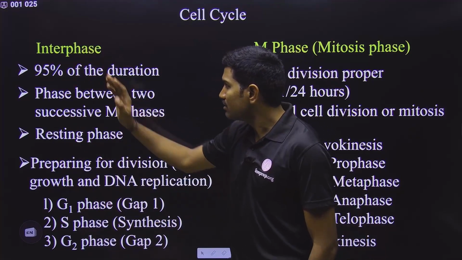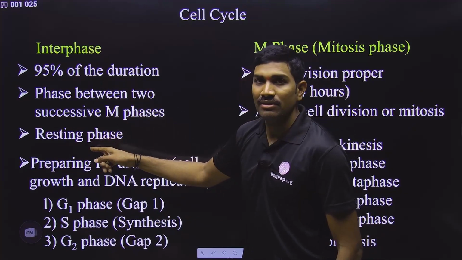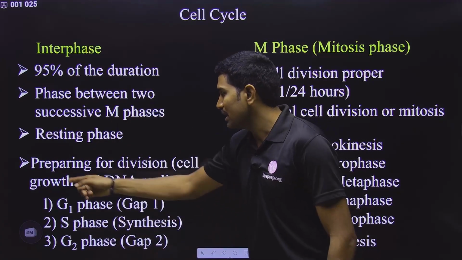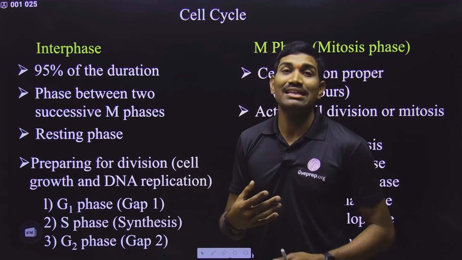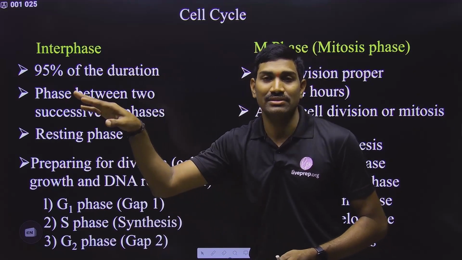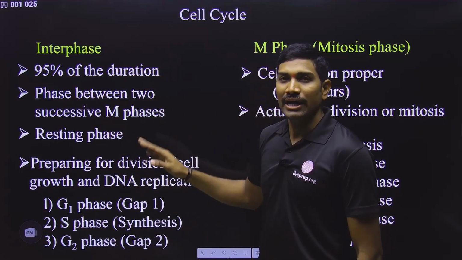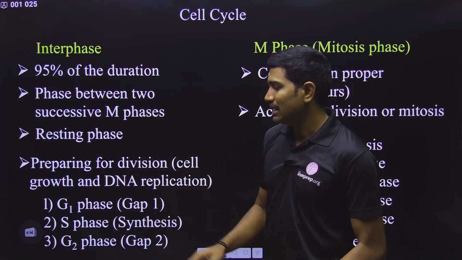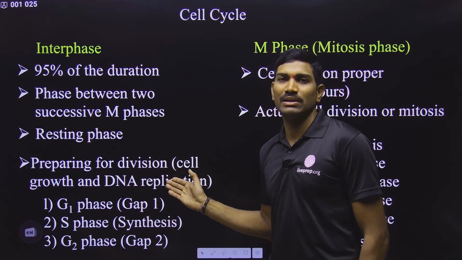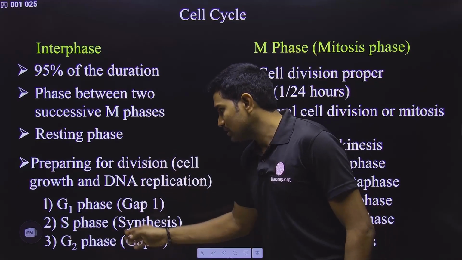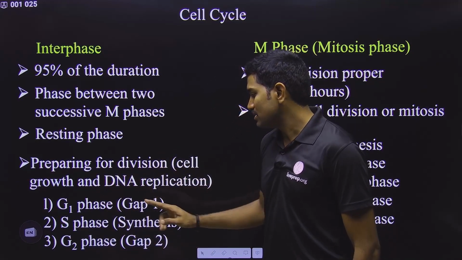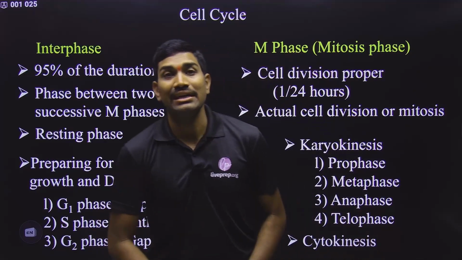Next one. If it is not dividing and it is occupying 95% of the time, then what exactly is it doing? It is getting prepared for the actual cell division in the M phase. During this phase, cell growth is taking place, and even DNA replication is taking place. It is divided into three subphases: G1, S and G2 phases. G1 is the gap one, S is the synthesis phase, G2 is the second gap phase.